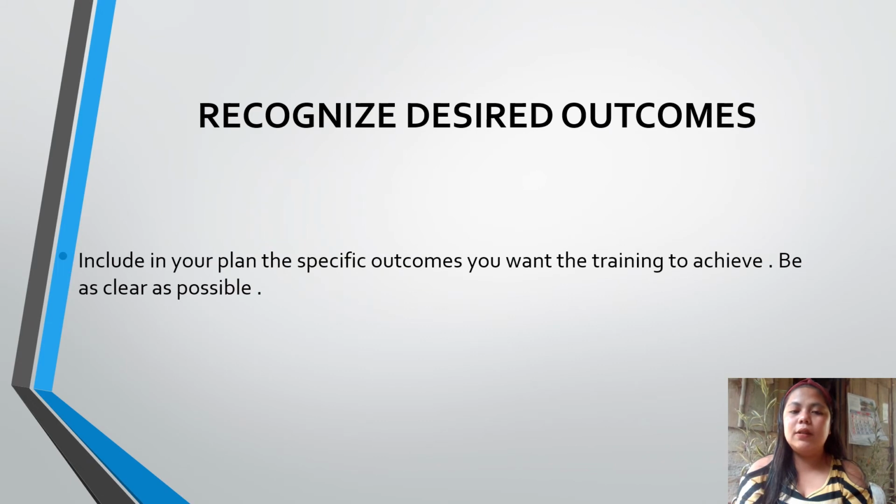Next one is to recognize desired outcomes. So, include in your plan the specific outcomes you want that training to achieve. So be as clear as possible. This should be more specific than the overall goals of the training. So for example, you could say that at the end of the training, you'll have 25 new employees ready to begin their first week of work. So something like that. If possible, always note the benefits of achieving this goal.